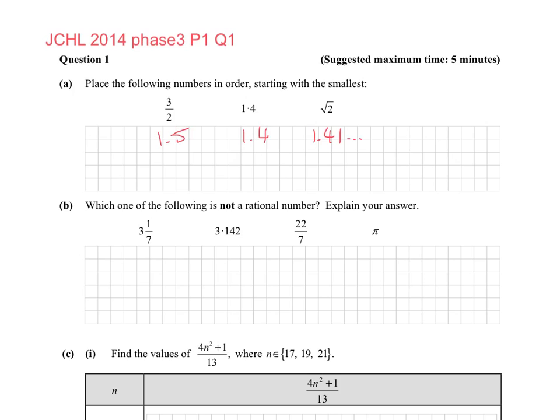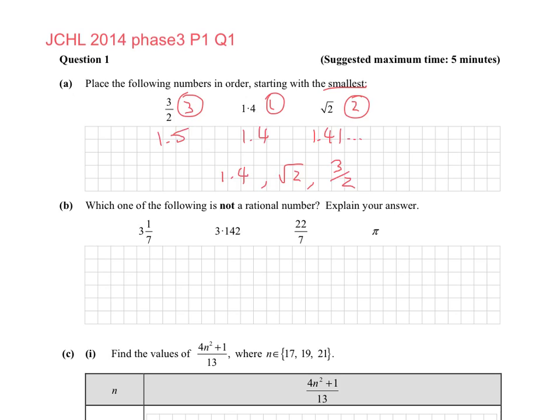So we see as a result, starting with the smallest, we've got 1.4, then we've got root 2, then we've got 3/2, and it's worth your while actually writing them out in order. If you don't do that, you're at risk of losing marks. Moving on to part B.